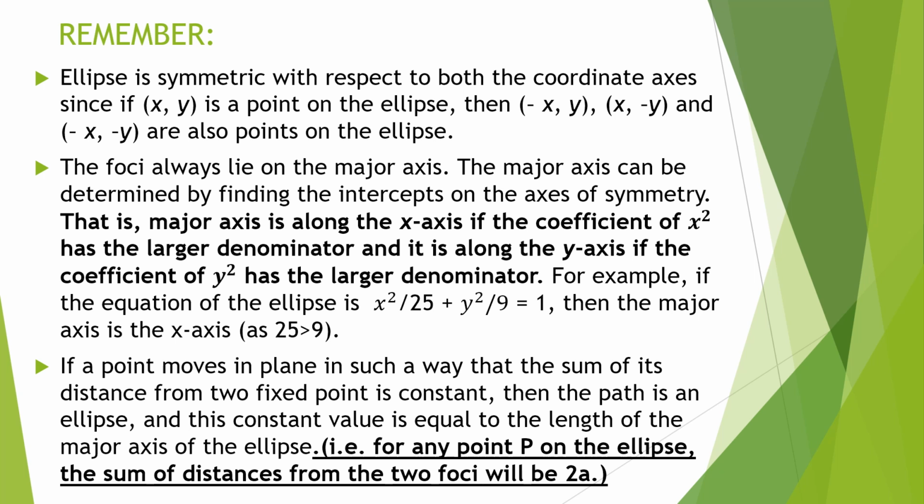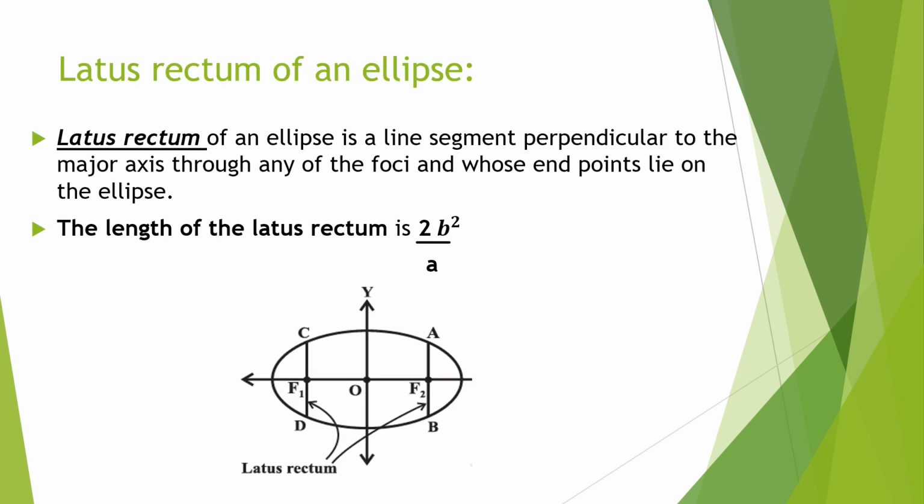Remember this, for any point P on the ellipse, the sum of the distances from the two foci will always be equal to 2a. Now we define the latus rectum of an ellipse. The latus rectum of an ellipse is a line segment perpendicular to the major axis through any of the foci and whose endpoints lie on the ellipse. You can see from the diagram, the latus rectum is a line segment which is perpendicular to the major axis, and it passes through any of the foci, and whose endpoints lie on the ellipse.